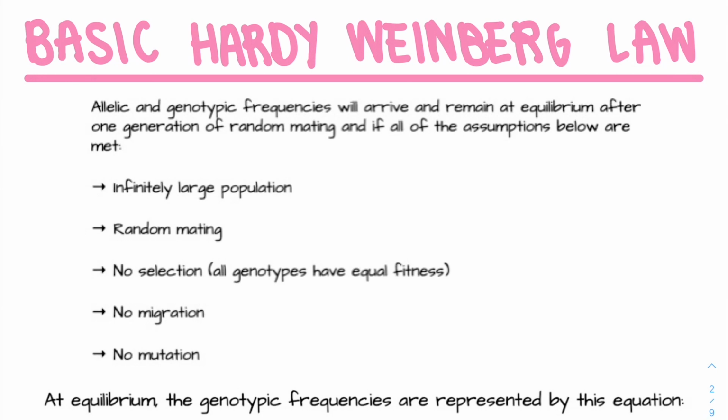There has to be an infinitely large population, random mating, no selection, no migration, and no mutation. At equilibrium, the genotypic frequencies are represented by the equation p squared plus 2pq plus q squared is equal to 1, where p is the frequency of the big A allele and q is the frequency of the little a allele.